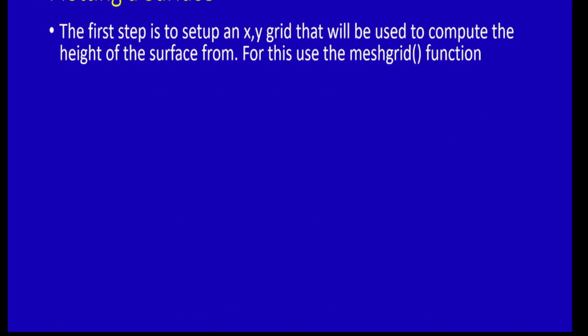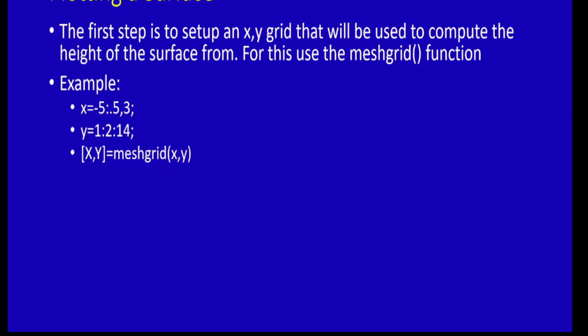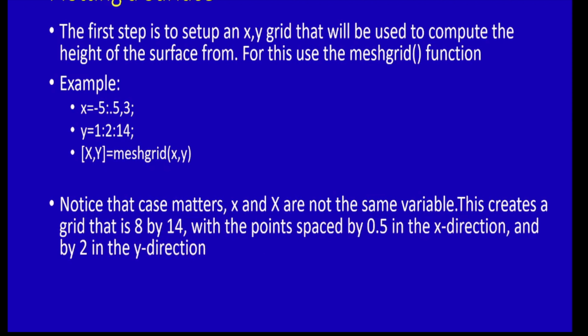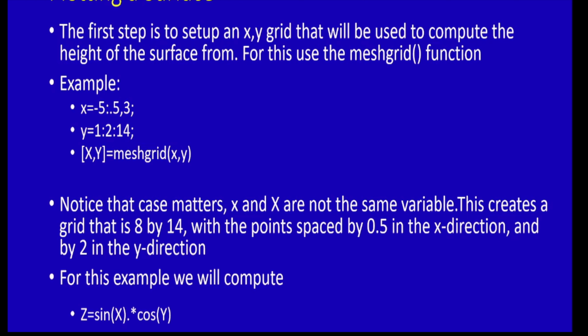from. For this, you use something called the meshgrid function. So what you would do is pick the ranges you want for your x and y variables. Here's an example. And then you say, okay, now I want x and y to be the meshgrid of that. Again, here's the case where case matters: lowercase x is different than uppercase X as far as variables are concerned. So we're going to compute this function z equals sine x times cosine y.